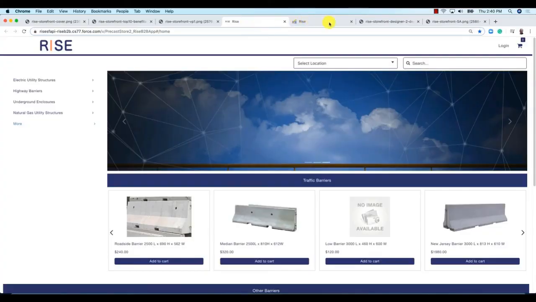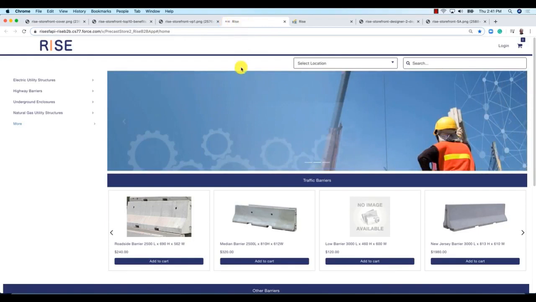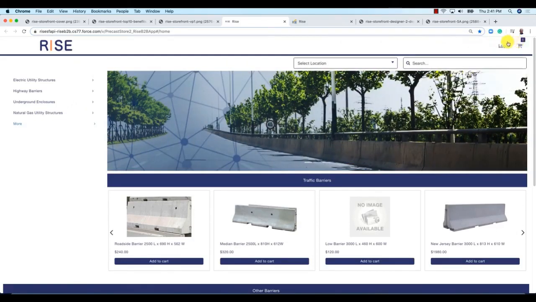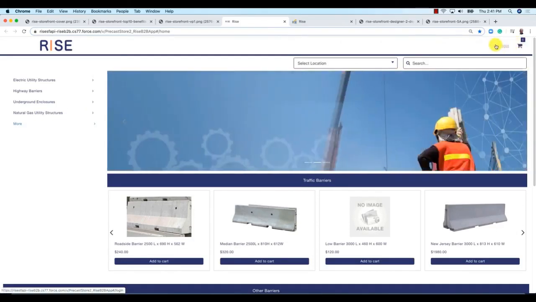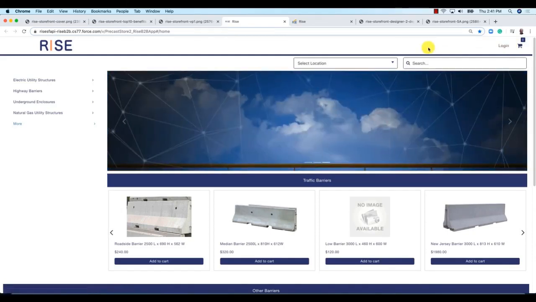So I've got 2 different tabs. Follow my illustration here. This first tab that says RISE, this is lightly branded. You can put your banners and all that. Just to get some orientation, this looks like a standard shopping cart. It looks like a standard login. You can have a user experience which is anonymous, or you can have a user experience for your channel partners as well.